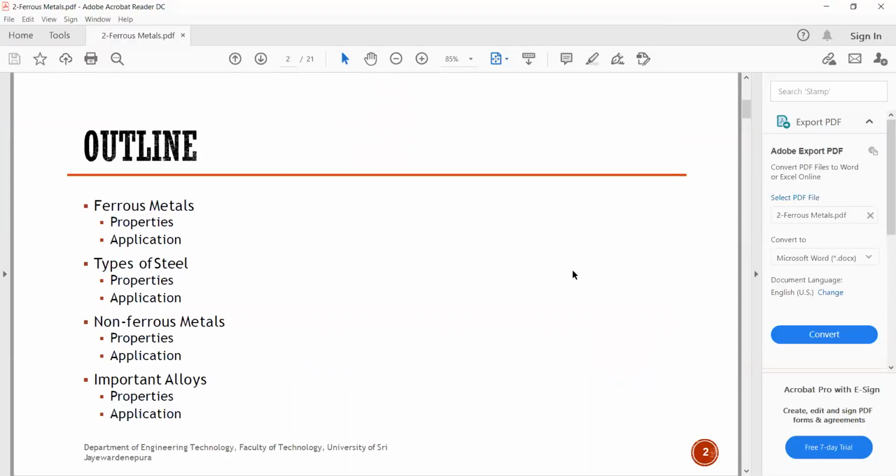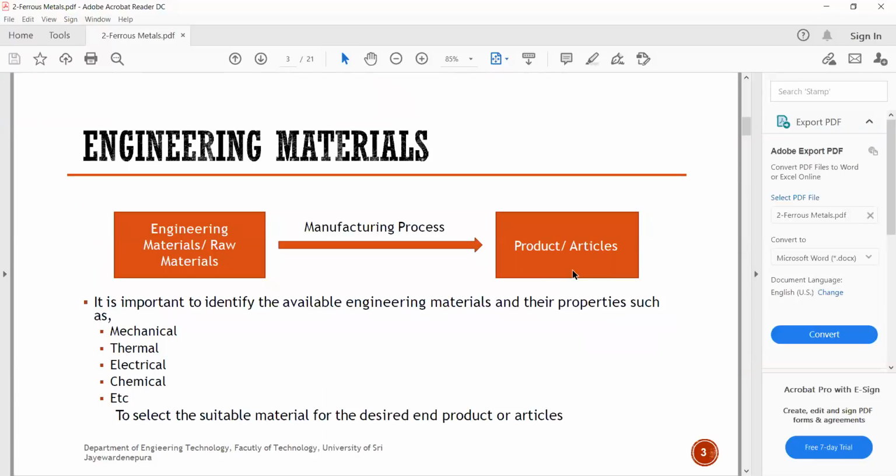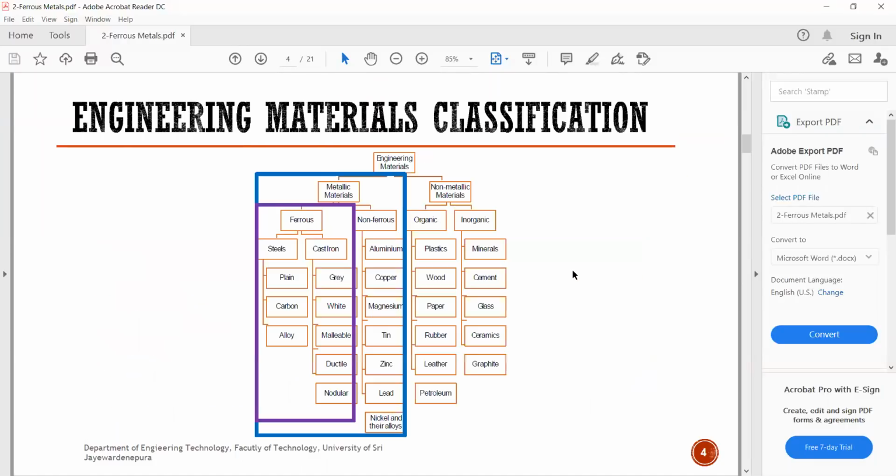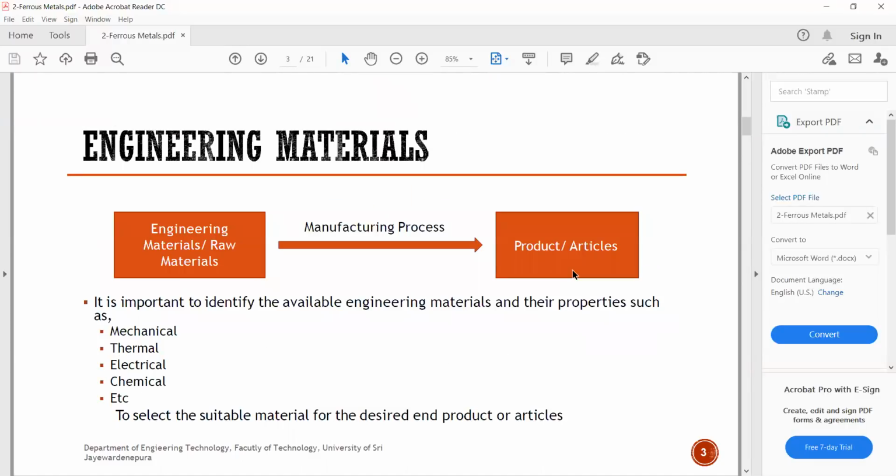So these are the outlines. First of all, you will learn about ferrous metals, what the ferrous metals are, the available properties of them, and then where you can use them, right? Okay, this is engineering metals. How you can classify these engineering metals, that's the first thing.